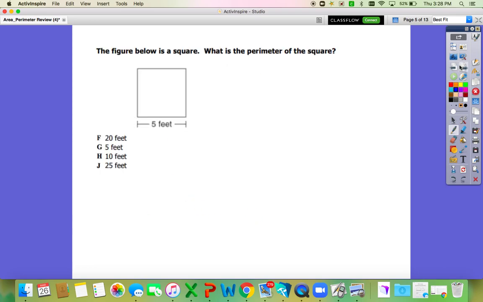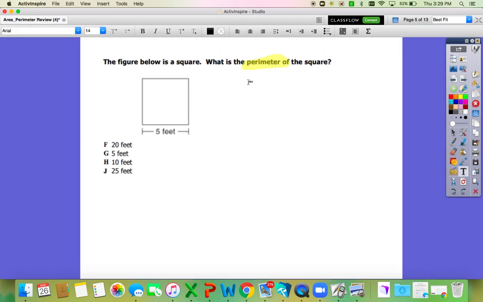Let's look at another example. The figure below is a square. What is the perimeter of the square? Make sure that you are underlining your keyword. The keyword in this question is perimeter. And underneath of my keyword, I like to give myself my thinking cube. I know that perimeter means around. So I have to find out how many feet it is around this shape.